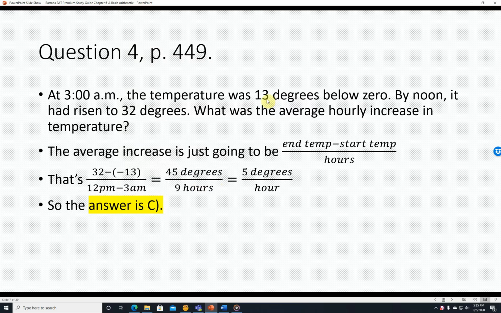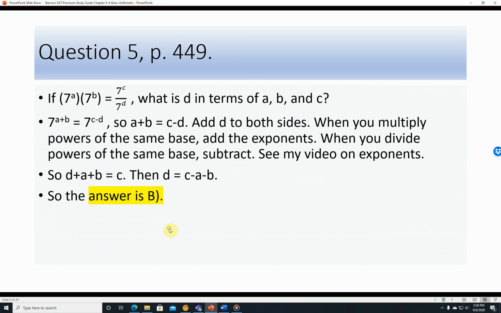So mostly they're expecting you to not understand that 13 degrees below zero, or to miss that. So you would get something like 32 minus 13, which would be 19, and you get 19 over 9. So you can see from the answer choices they expect you to make that mistake. Anyway, we didn't make that mistake. It's 45 degrees over 9 hours, which is 5 degrees per hour, which is C. Answer C.